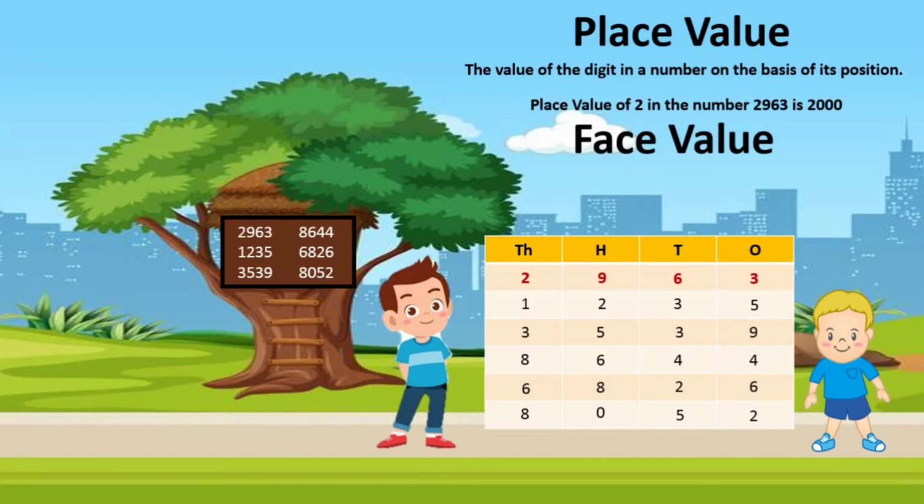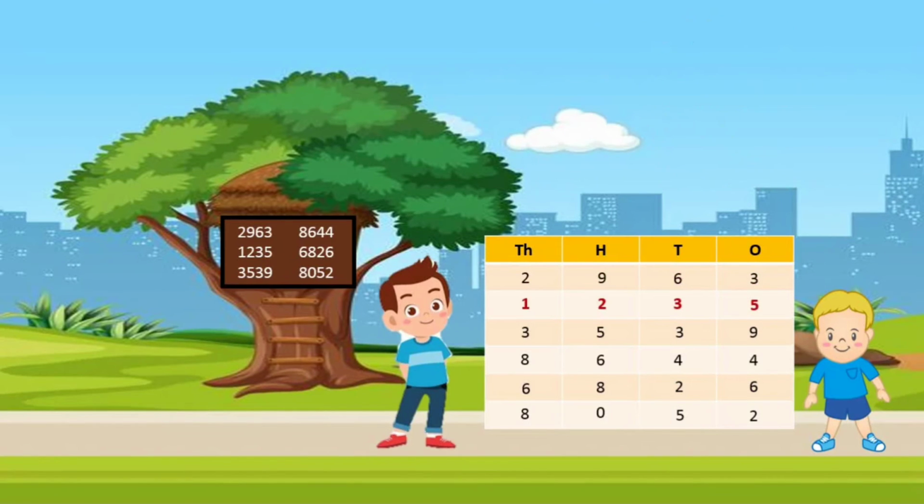And what's face value then? Tom, the face value of a digit is the value of digit itself. Like the face value of 2 in the number 2963 is 2. Now, you might be curious to know what is expanded form, right?